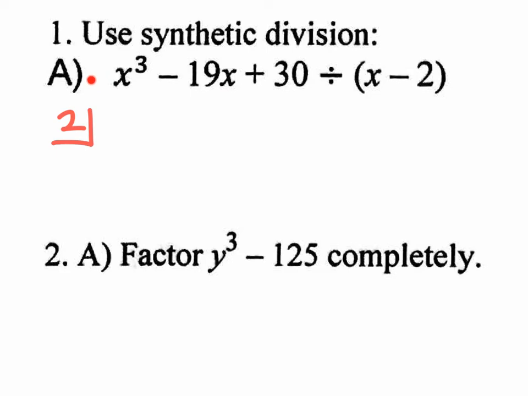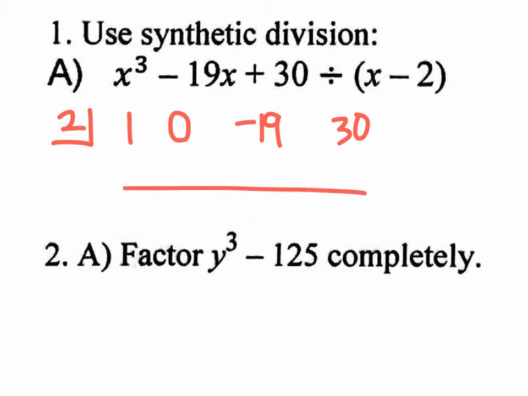your standard form polynomial. So you have a 1 as a leading coefficient in front of the x to the third. You also have, actually you don't have an x squared, so that means you need to put a 0 there. And then you have a negative 19 in front of the x, and of course you have a positive 30 at the very end, the constant.